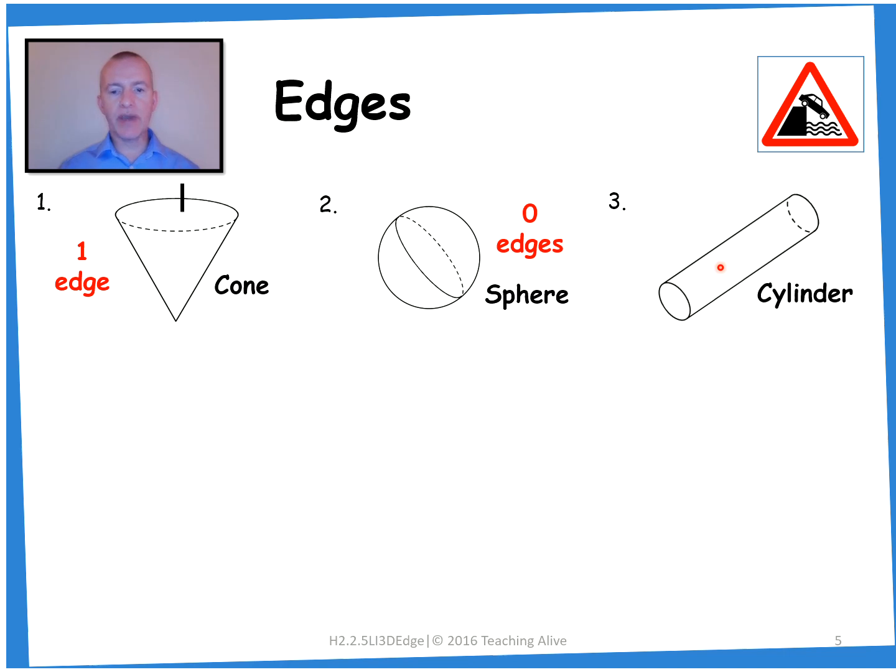And number 3, we have another curved surface around the middle, but there are 2 edges where it joins the flat surfaces at the front and the back. So we have 1, 2 edges for our cylinder.